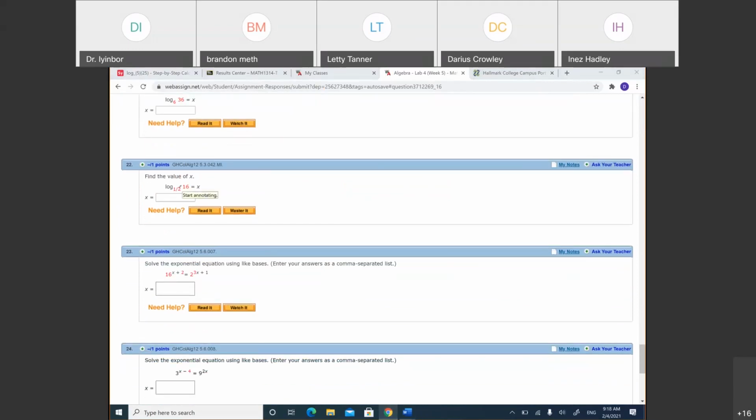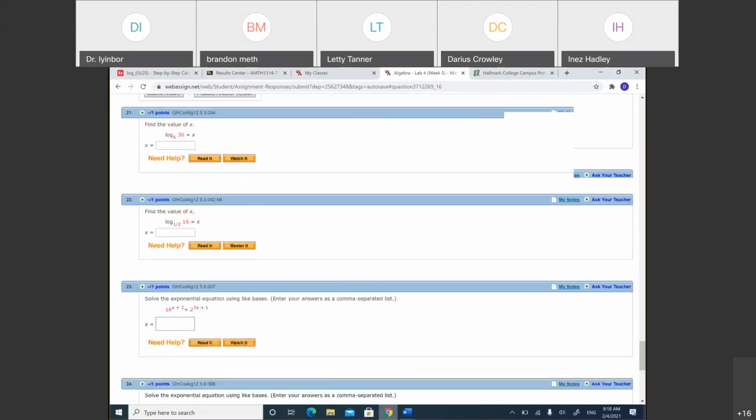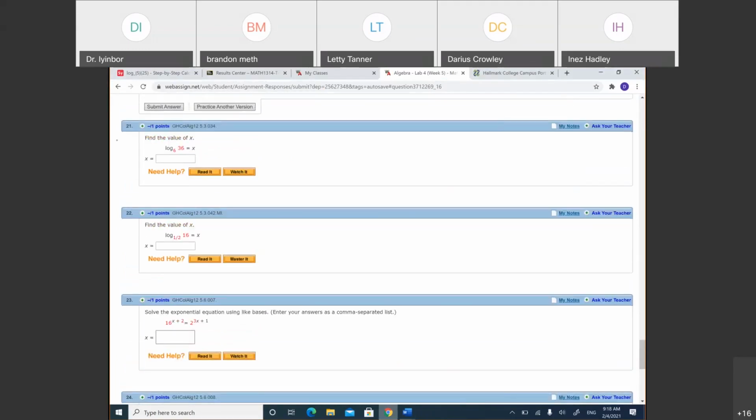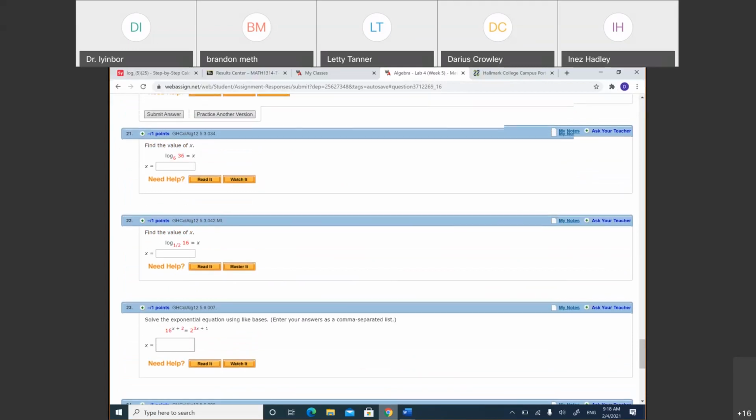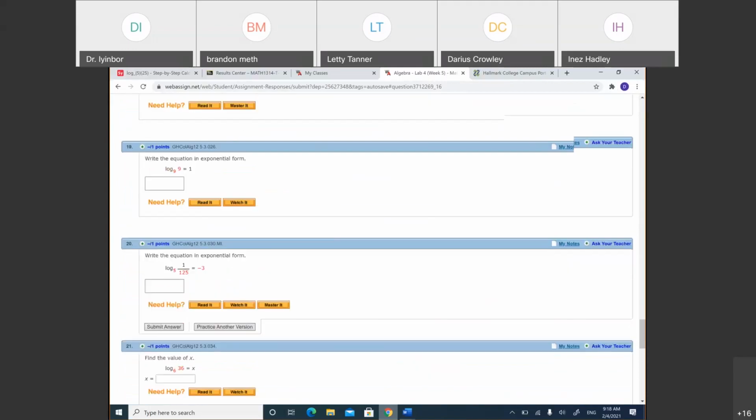22 says find the, so 22 is just calculator. No, I'm not doing 22. 21 and 22 is just find the x, which means use the calculator. Plug it exactly like that. So let's go ahead and do 19 and 20, one of those. Let's do 20 because it has fractions.